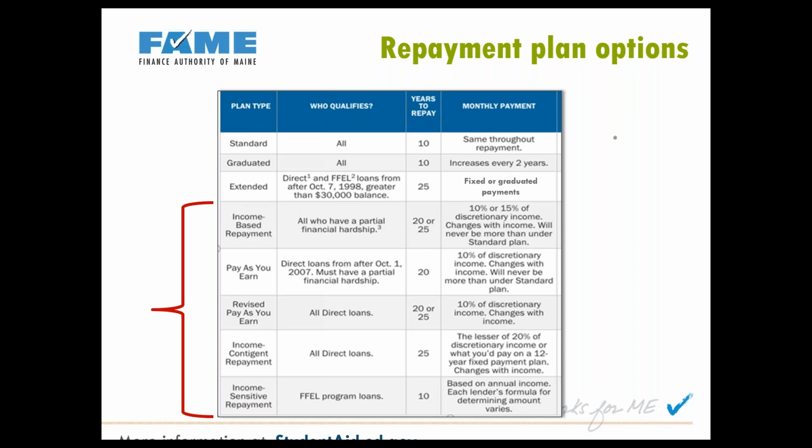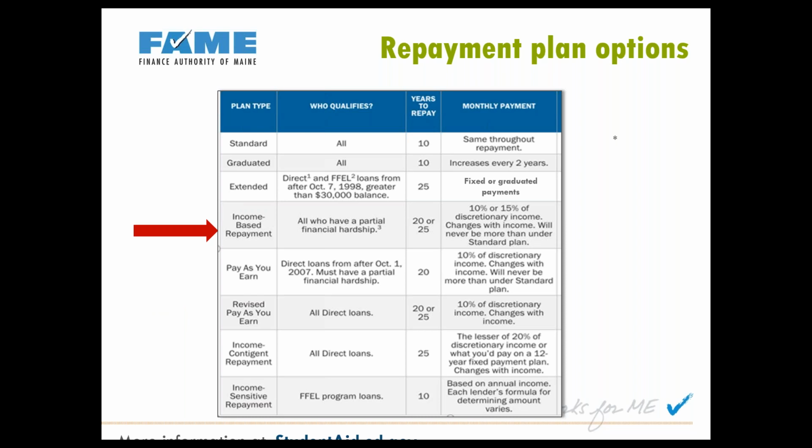So just keep in mind, if this is a plan you're going to take, set a reminder for yourself on your phone or your calendar that after 12 months, you're going to go back into the standard plan. So if you want to stay in this plan, you have to reapply every year. All right, so let's dig into these a little bit.